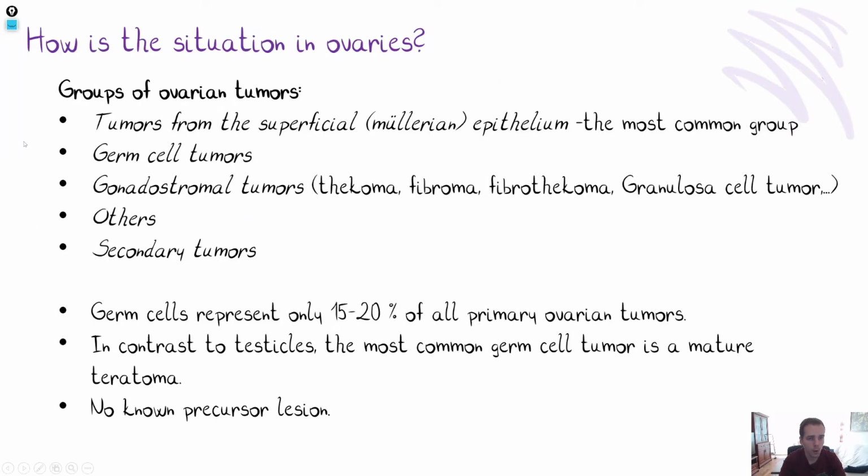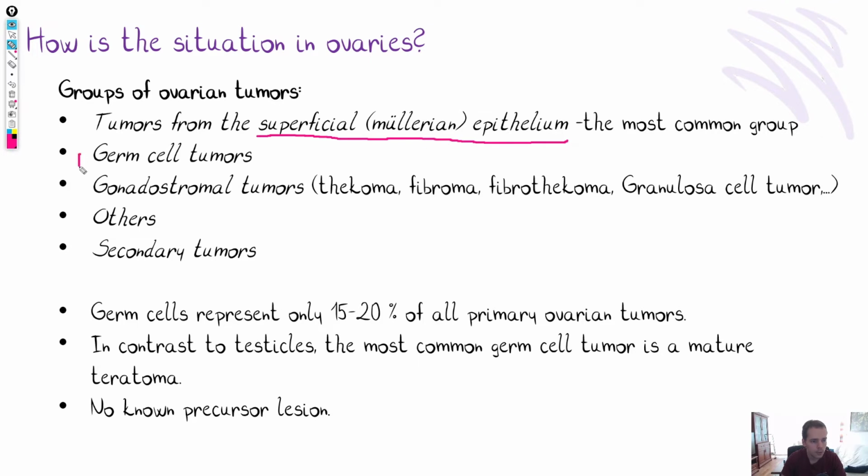And how is the situation in ovaries? The situation in ovaries is slightly different, because the germ cell tumors are definitely not the most common group. In ovaries, the most common tumors arise from the superficial, so-called Müllerian epithelium. It's the most common group, but we won't talk about them today because it's a different topic. There would be serous, mucinous, clear cell adenocarcinomas and adenomas. It's a different group of tumors, and it would require another lecture. So we won't talk about them today.